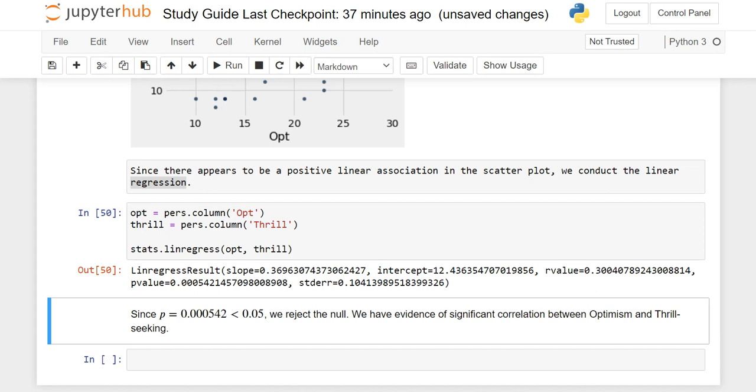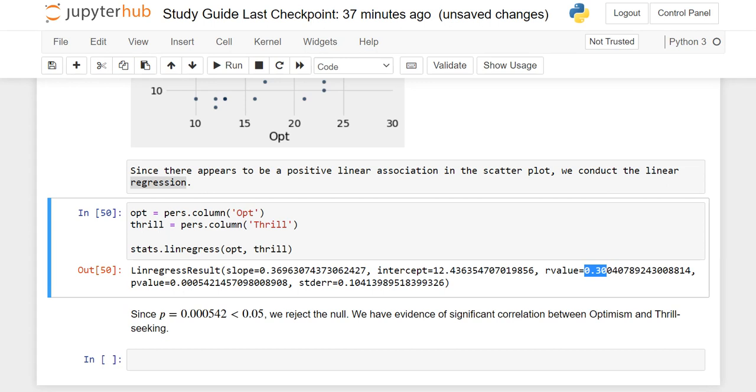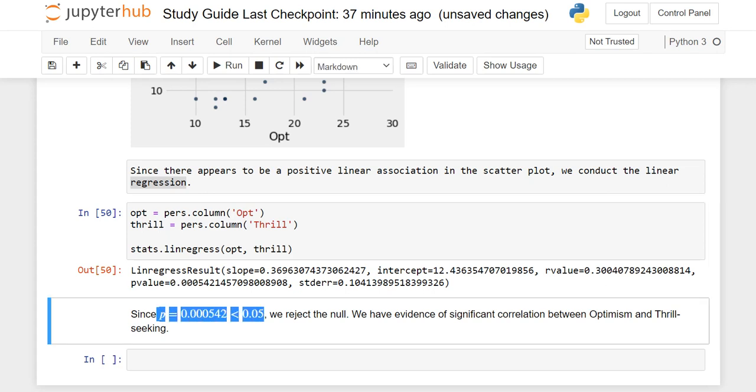Okay, and notice that we do get a positive correlation of about 0.3. So that's a pretty weak correlation. I'm not saying that it's not a good correlation, right? The p-value is actually much lower than our standard alpha. The p-value is 0.0005. So since p is less than alpha, as you can see in the reporting out down here, we reject the null. What does rejecting the null mean in a linear regression? It means that we have evidence of a significant correlation between optimism and thrill seeking.